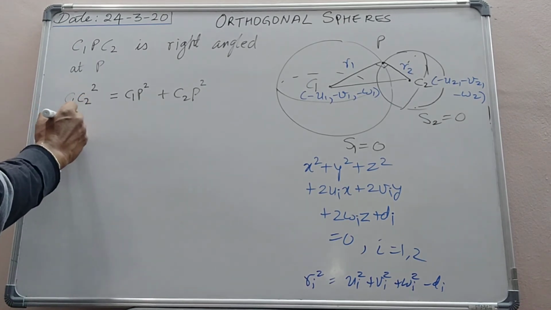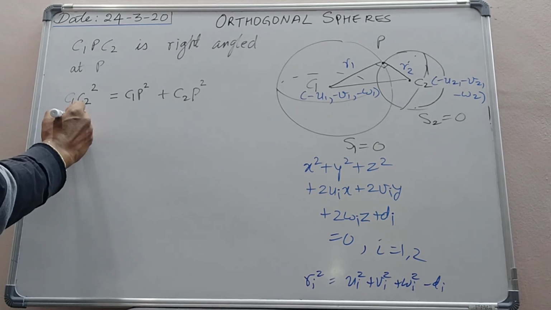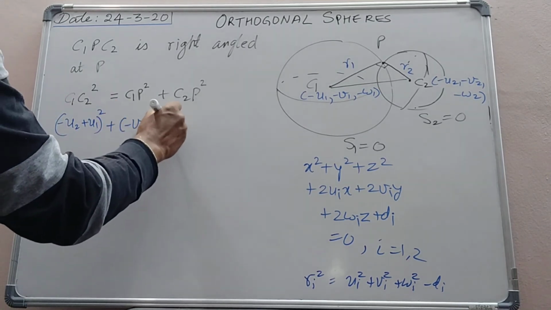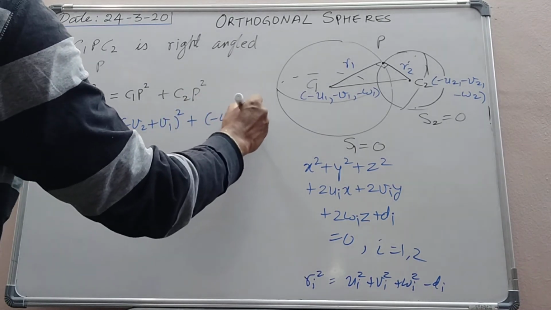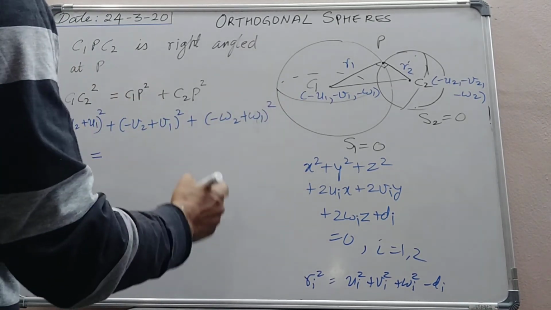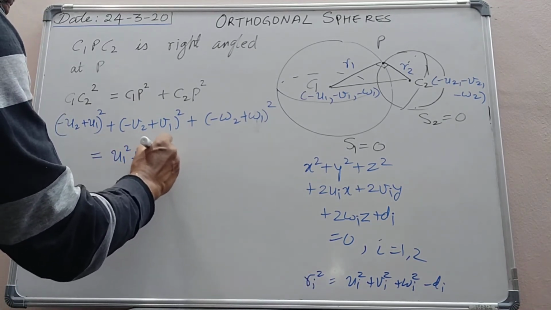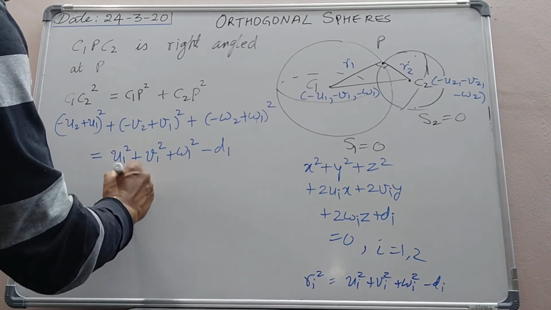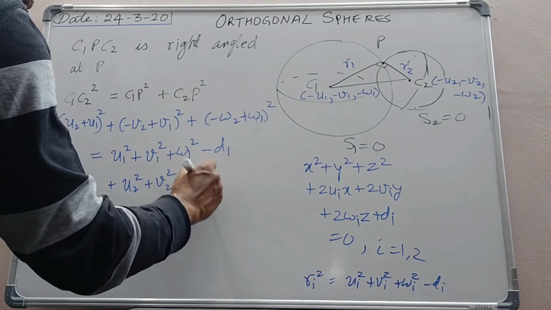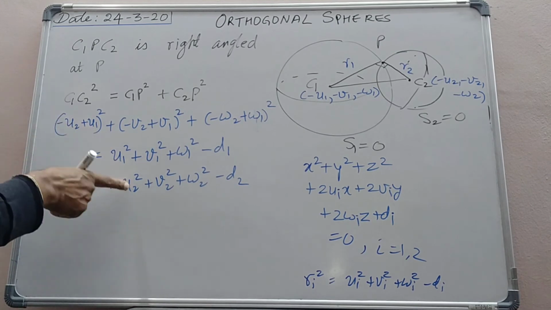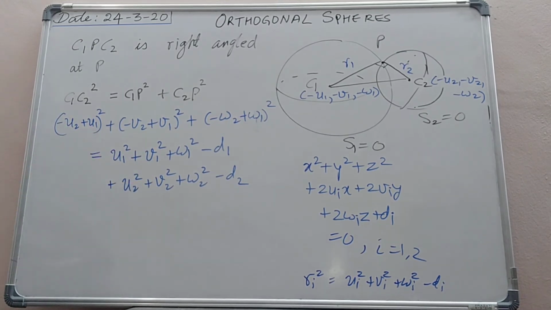So C1C2 squared, I'm going to use the distance formula. So (minus U2 plus U1) squared plus (minus V2 plus V1) squared plus (minus W2 plus W1) squared will be equal to C1P squared, which is R1 squared, that means U1 squared plus V1 squared plus W1 squared minus D1, plus U2 squared plus V2 squared plus W2 squared minus D2. Let us expand these brackets, and you will notice that U1 squared and U2 squared will cancel with these. So all the squared terms get cancelled.